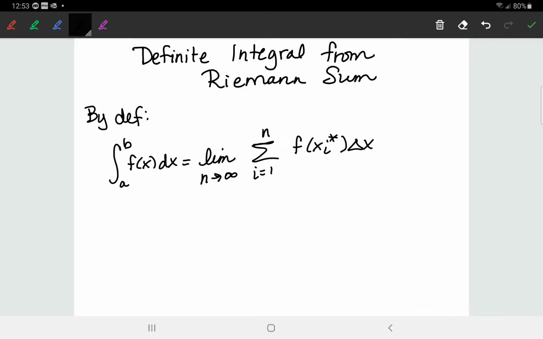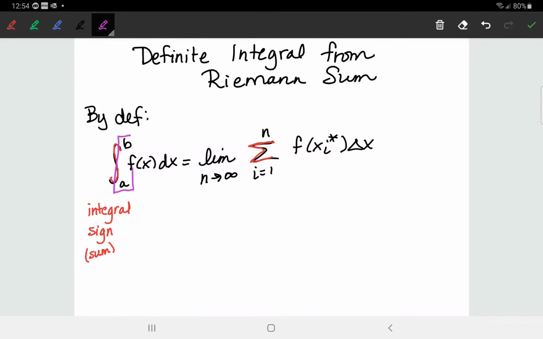So what's happening in the integral? Well, this is the integral sign. It looks like an elongated S because it really is reminiscent that we are going to be taking the sum, just as the Riemann sum tells us. All right, there are things called bounds of integration.